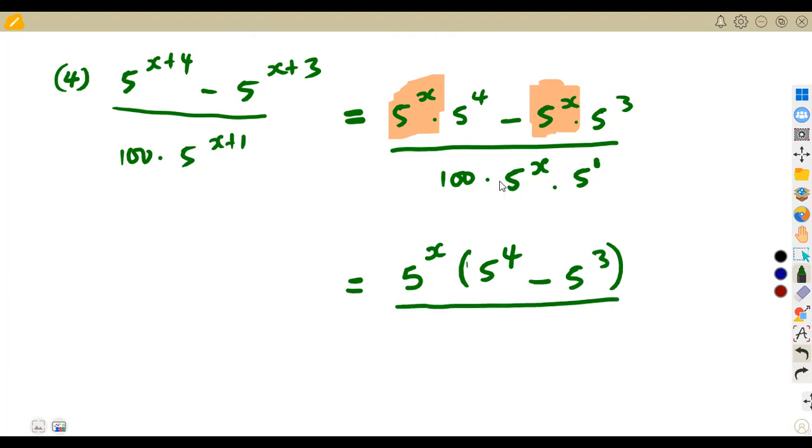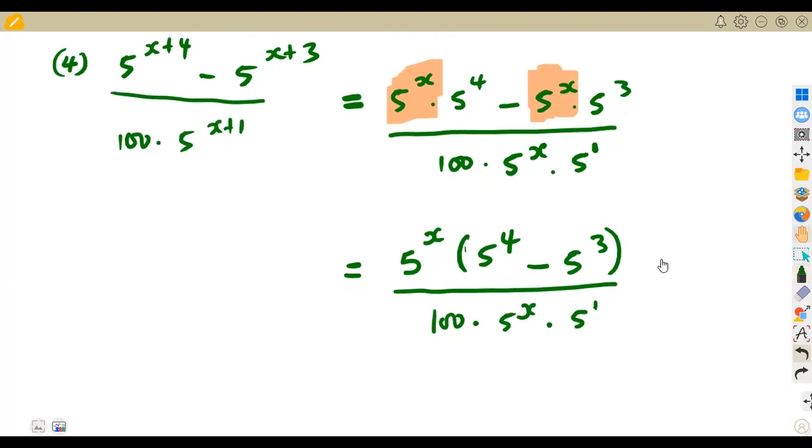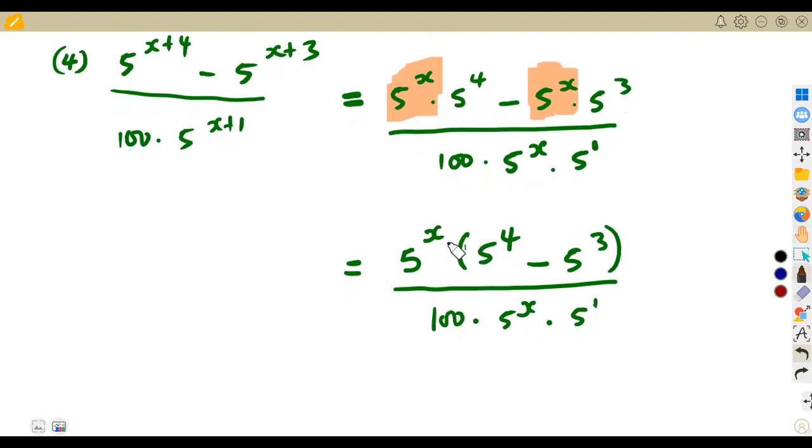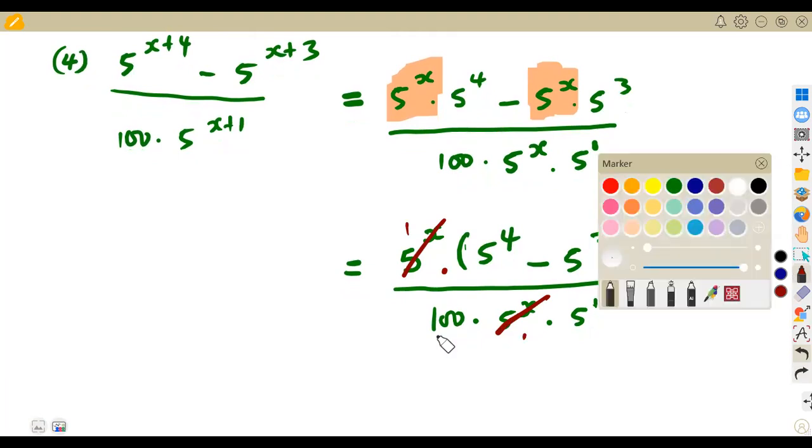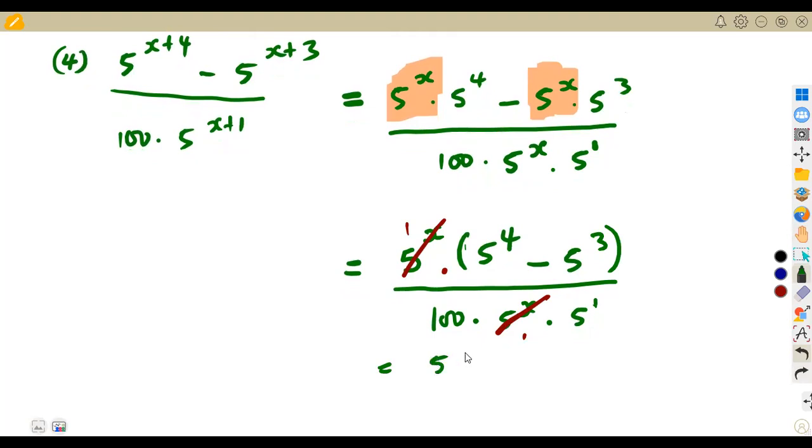Everything over here, we put 100 times 5 to the exponent of x times 5 to the exponent of 1, which is one and the same thing there. So these ones can cancel because of the multiplication that we have, so this one and this one are the same. They can cancel 5 to the exponent of x and 5 to the exponent of x. So in actual sense, we were supposed to remain with 5 to the exponent of 4 minus 5 to the exponent of 3 over 100 times 5, which you can simplify directly, or you can use your calculator to simplify this stage at once.